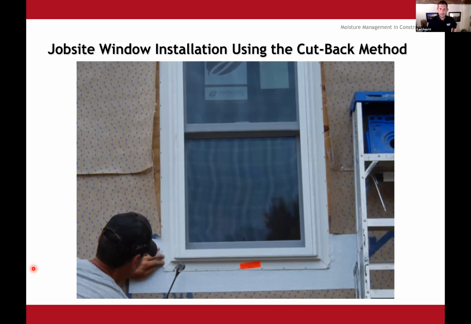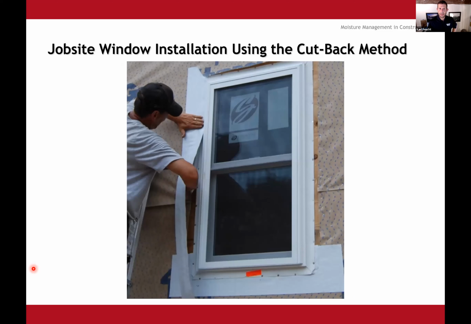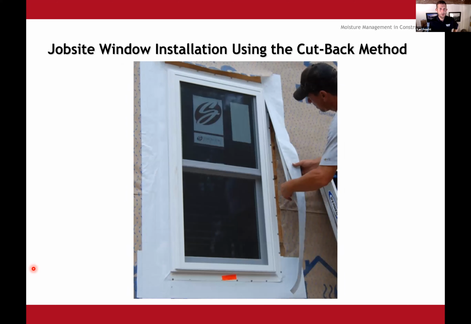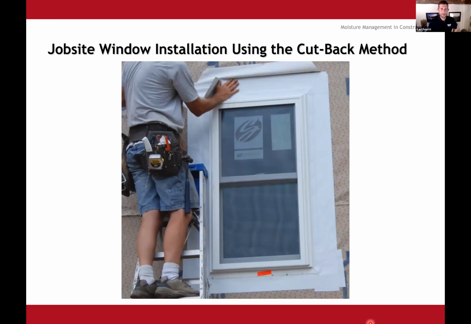All right. So we're putting the window in. And then once the window's in, we can go with our flashing on the sides. And what we like about the cutback method, one of the reasons we tend to promote this one more than some of the others, is this window flashing is then going to hit all three substrates, right? It's going to be on your window flange, it's going to be on the sheathing, and it's also going to be on the house wrap. And so we like the fact that it's touching all three substrates.